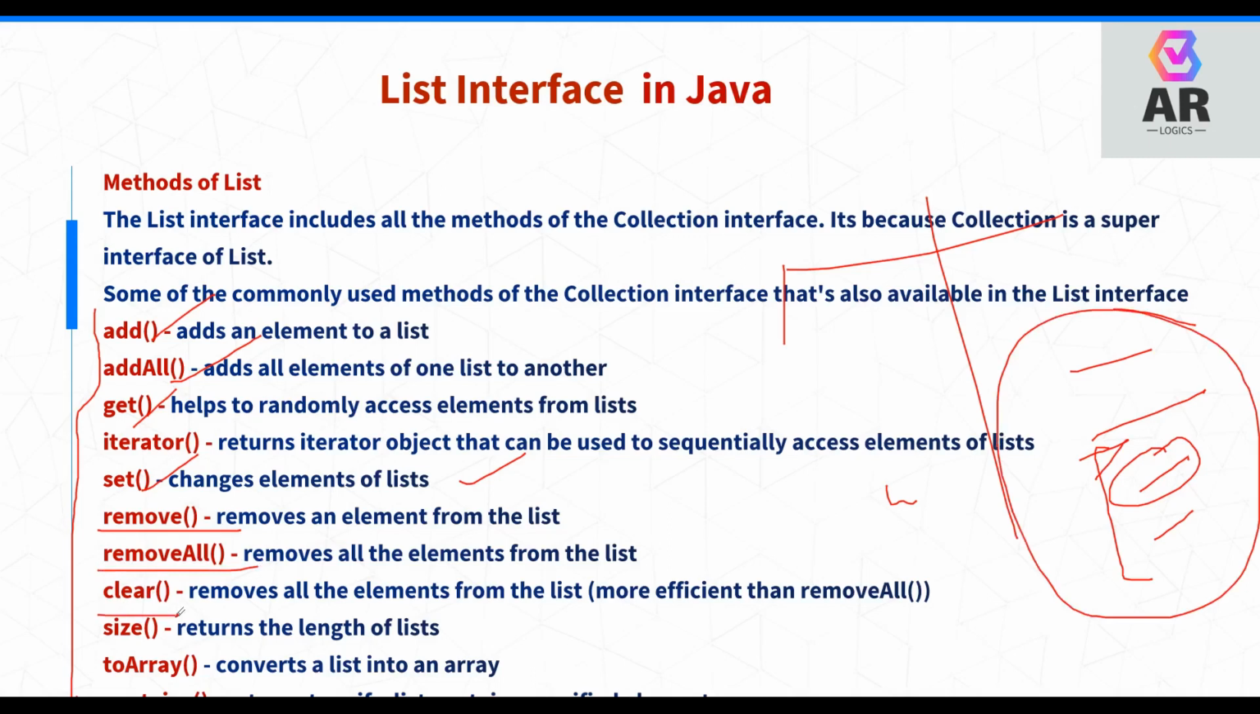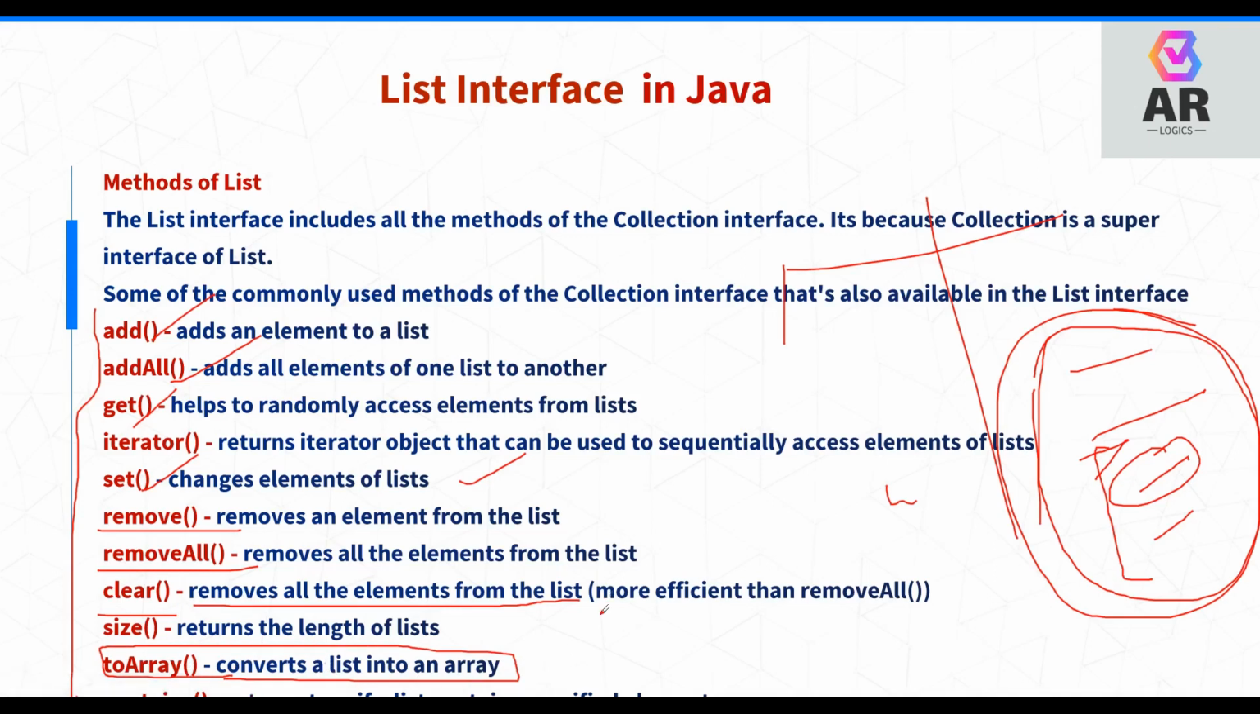Clear removes all the elements from the list. Size gives the length of the ArrayList. toArray converts the list to an array. This is an important question; the interviewer may ask you how to convert a list to an array. List to array using toArray.